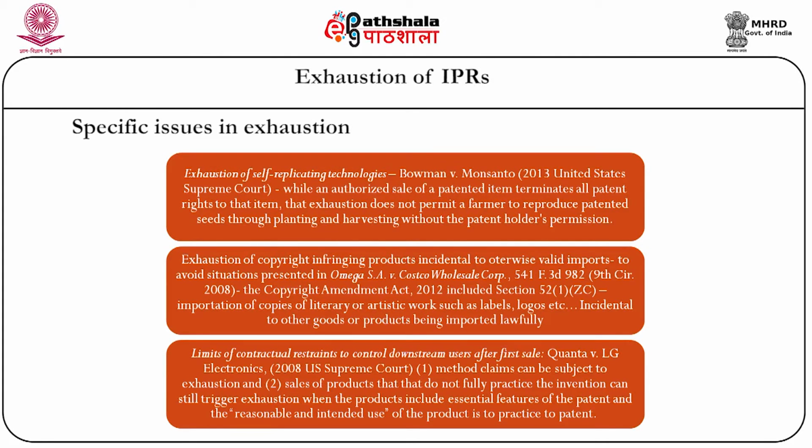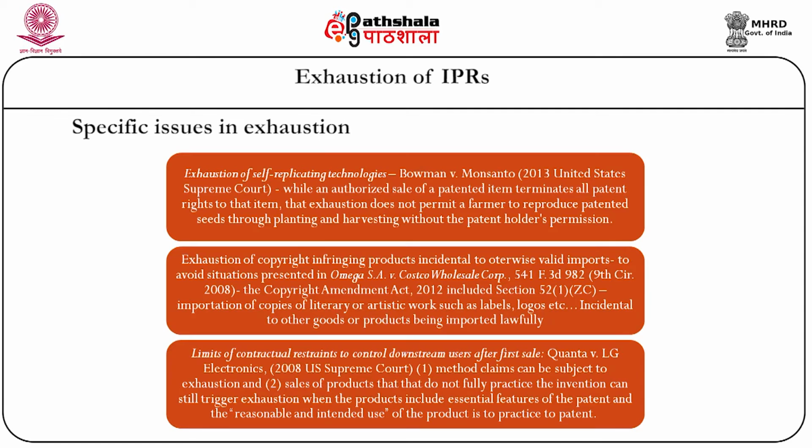In Bowman versus Monsanto, a decision of the Supreme Court of the United States, the US Supreme Court came to a conclusion that in relation to self-replicating technologies, the regime of exhaustion that is followed would be the first sale doctrine. However, it applies only to the exact copy that was purchased by the buyer. Bowman's argument was that since the technology is self-replicating, he should be allowed to save and resow the seeds and resell them by virtue of the first sale that occurred in relation to the original product that was purchased from Monsanto.